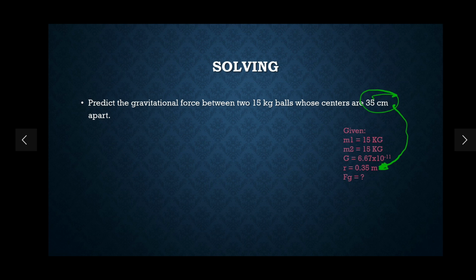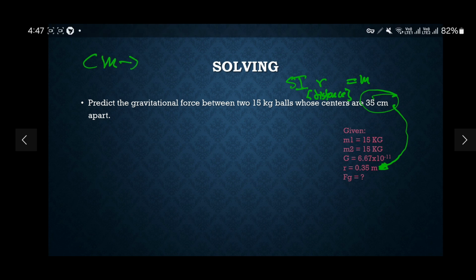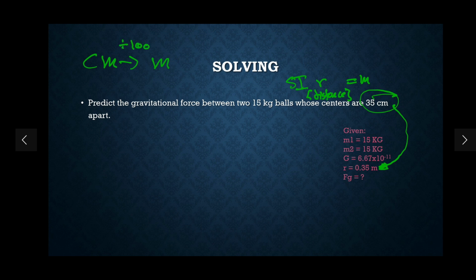Note that the SI unit of R, or we could call it that distance, is always meters. So when they give you centimeters, we have to convert to meters by dividing by 100. So 35 divided by 100 gives us 0.35 meters.